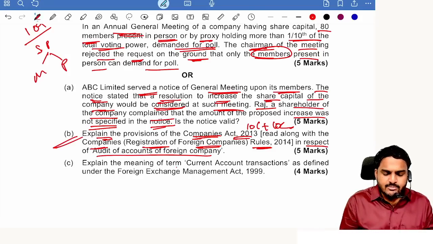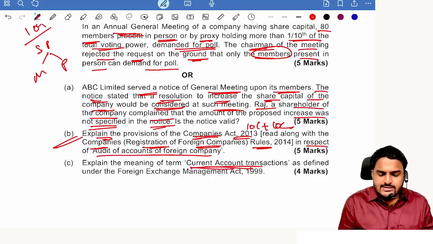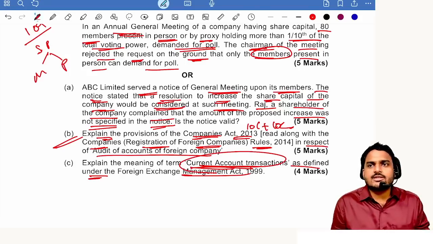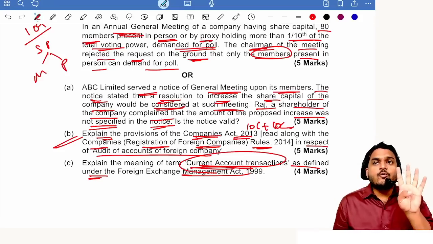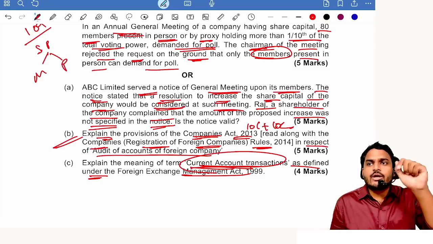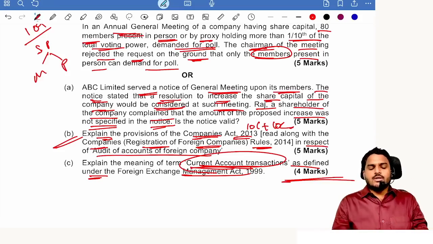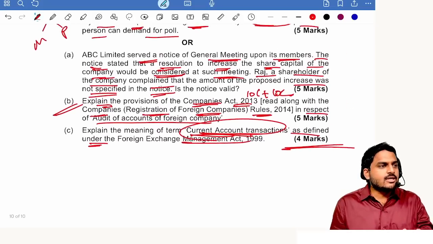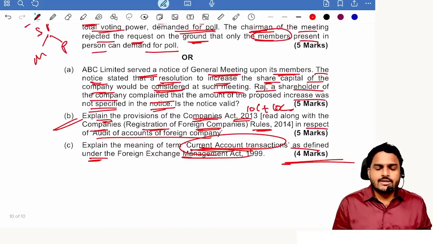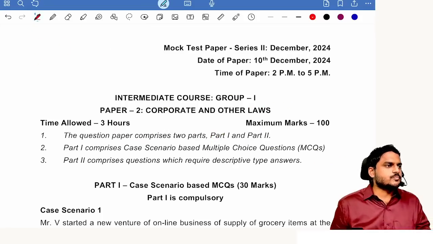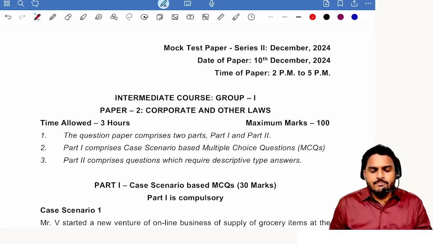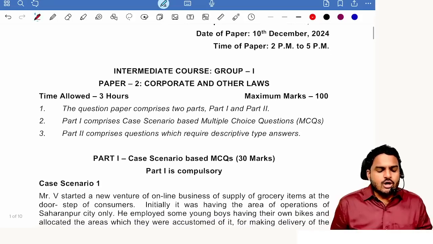Next one, explain the meaning of the term current account transactions as defined under FEMA. Definition of current account transaction. It's a transaction other than, and you have to write 4 items. If you write 4 items and the definition, 4 marks. So with this, first MTP completed, MTP 1 completed. Next, let's see MTP 2. MTP 2, paper 2, corporate and other laws.